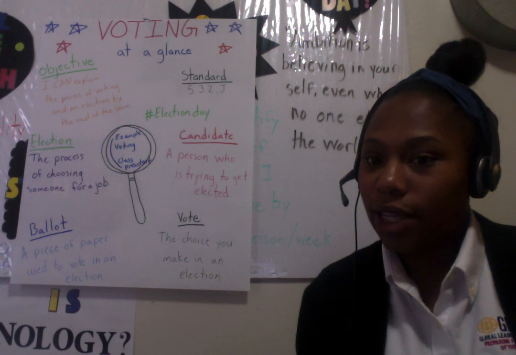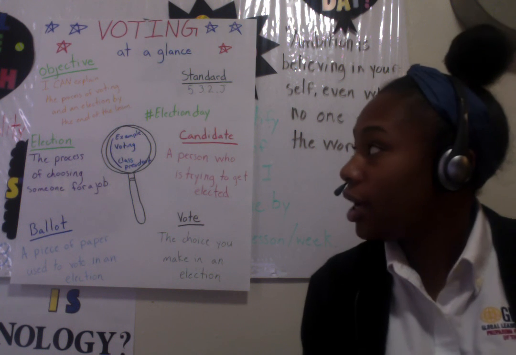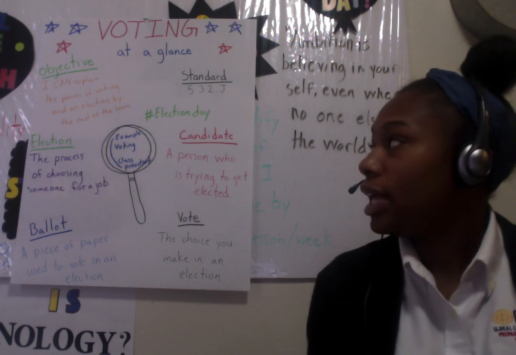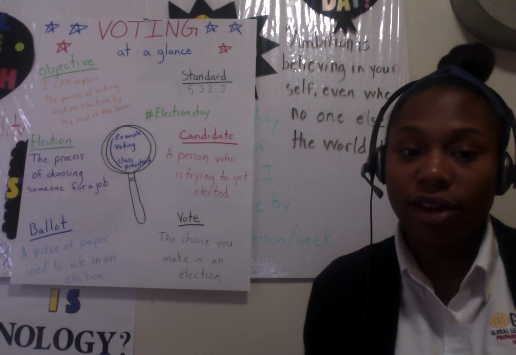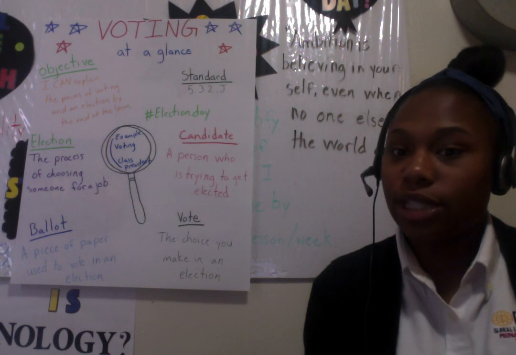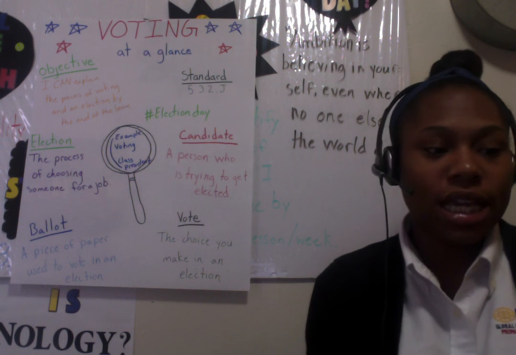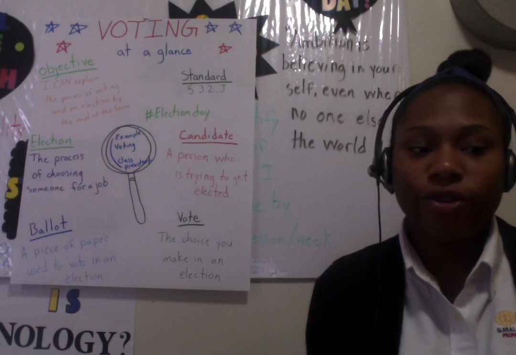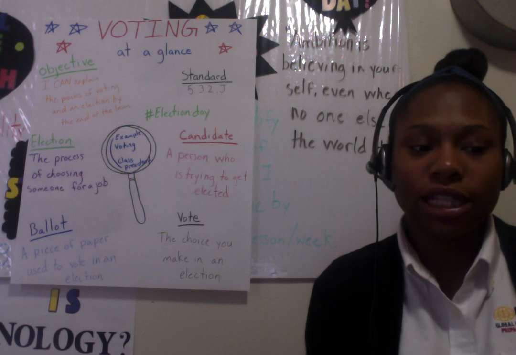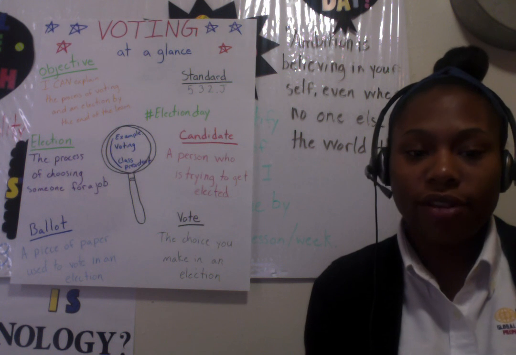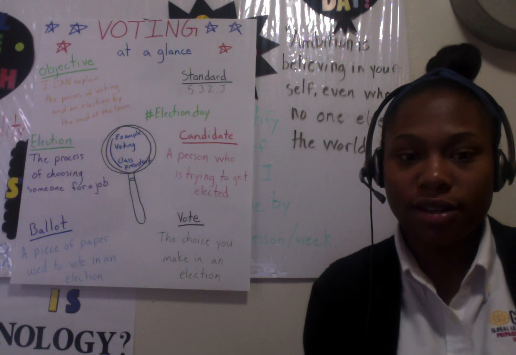Again, our objective states I can explain the process of voting in an election by the end of this lesson. And our standard is 5.3.2.J, which states what voters should know to make understandable and meaningful voting choices.